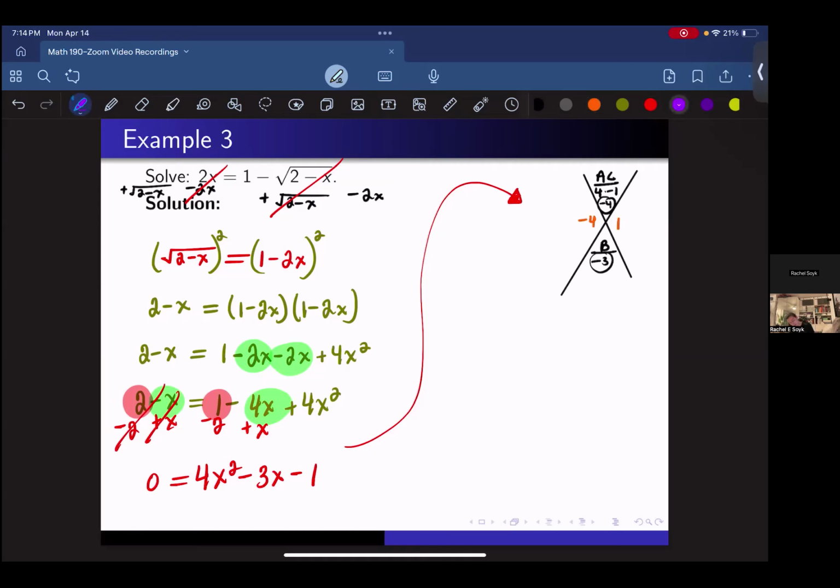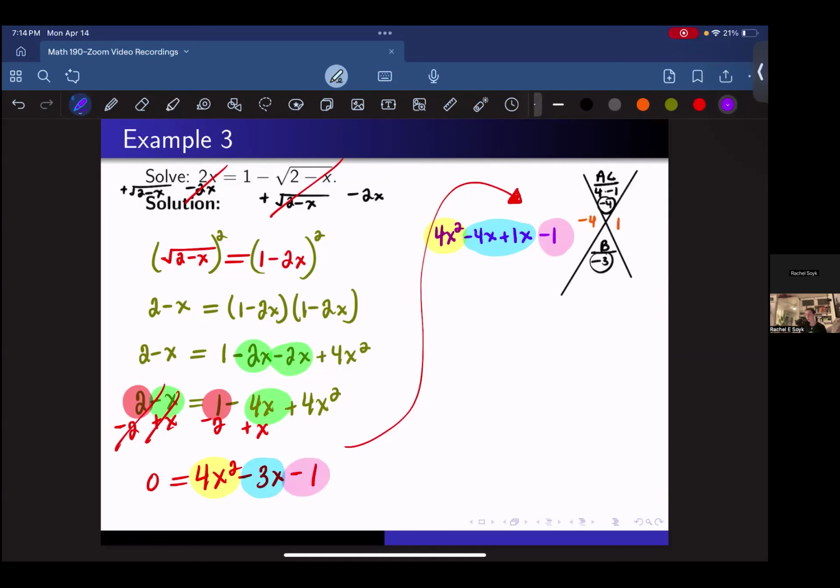So we can break this up into, we keep our 4x squared the same. Then we have a minus 4x. We have a plus 1x to give us that -3x. I'll color code so you could really see how we manipulate this. And then we keep our last term exactly the same as well.